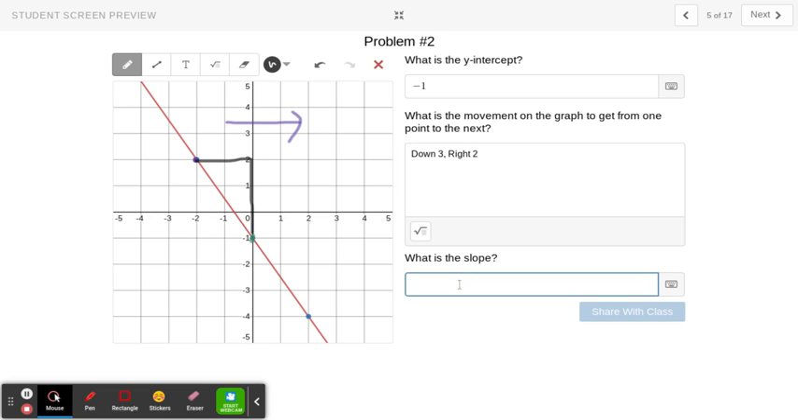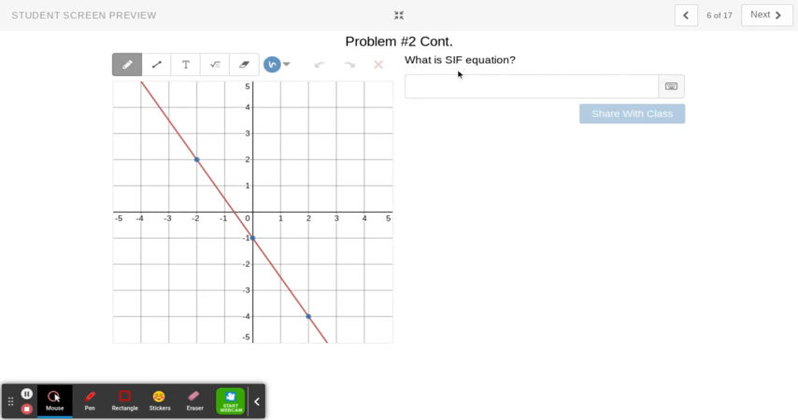Now down is a negative thing, and down is top for the top of our fraction. So I'm going to write -3 to represent down 3. Over right 2 is positive, so I just need to put the number 2. And that is our slope. So again, remember our y-intercept is -1. Our slope is -3/2.